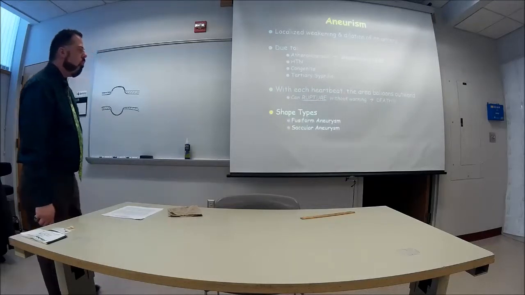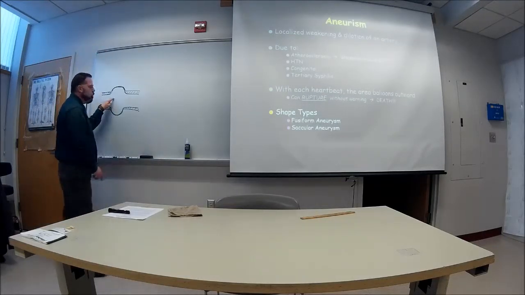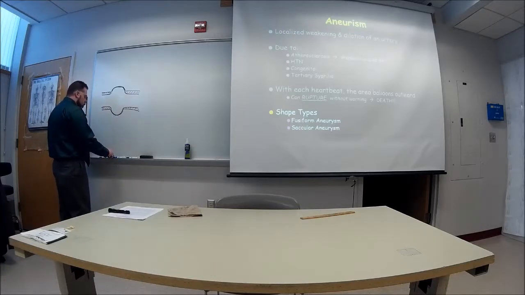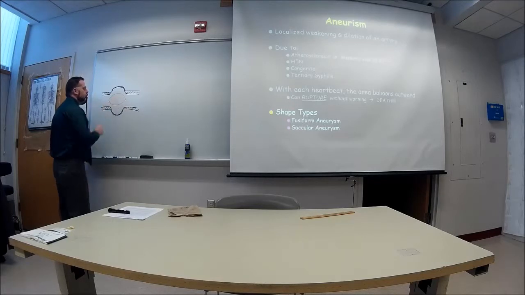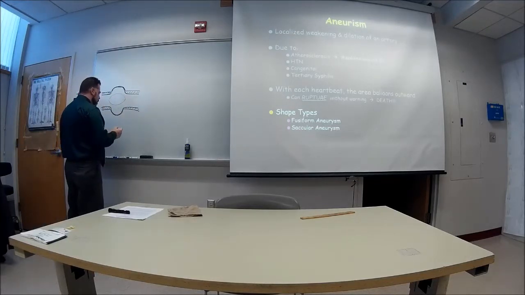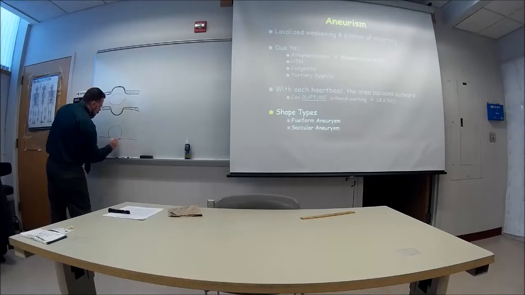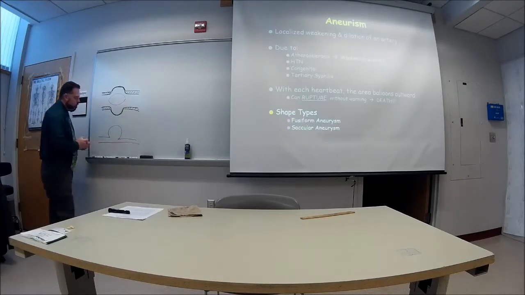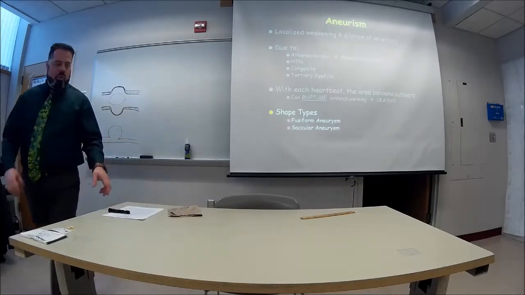Okay? So we have two different types. We have fusiform, which is what I'm showing over here. Fusiform means football shape. So it kind of looks like a football, right? Well, you can also have a saccular one, and a saccular one looks like it's just ballooning, and I'll just show you a really fast picture of it. It's ballooning like that. Okay? So it's saccular. It's like a sac there. Okay?